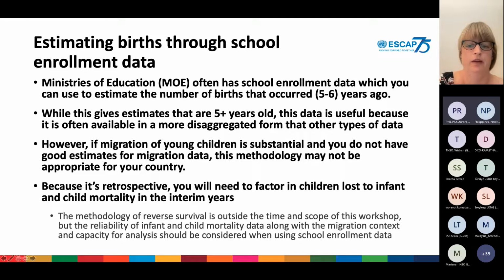And the other thing that we need to consider is, because it's retrospective, between birth and going to school, there's, say, a 6-year interim period, and some of those children would have died. So we have to factor in the infant and child mortality rate. And ideally, we would want to have this disaggregated by whatever we're looking at, say ethnicity or by region, et cetera, because we would imagine that different regions have different child and infant mortality, and that's going to play into this reverse survival to estimate births.